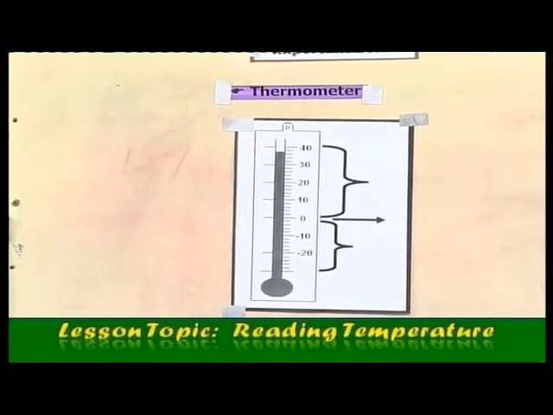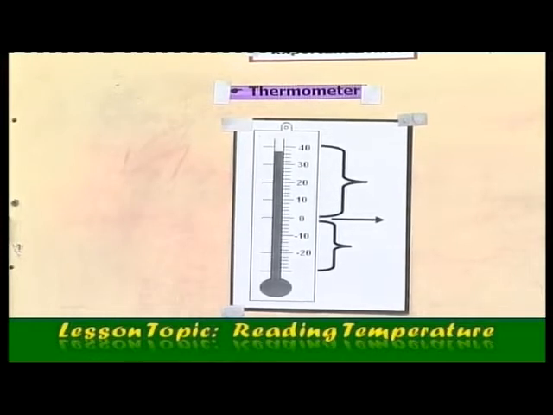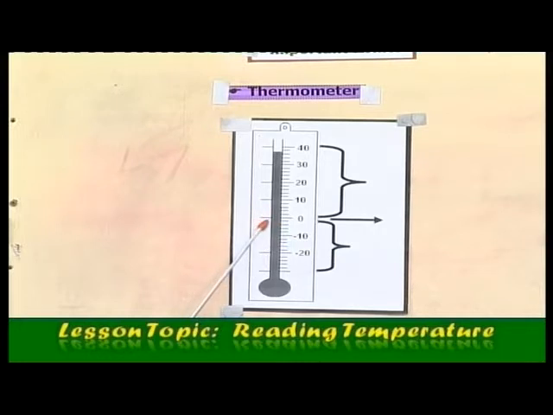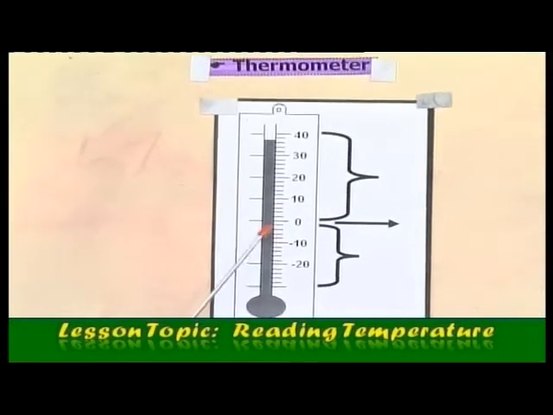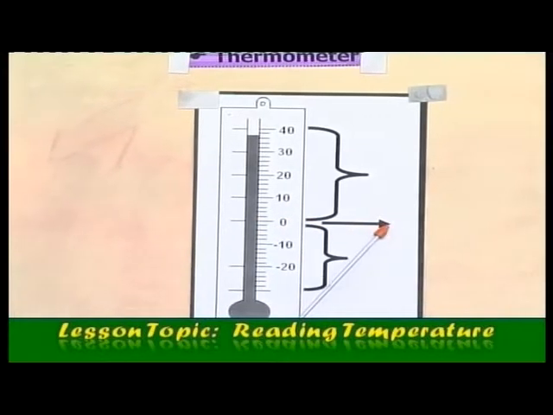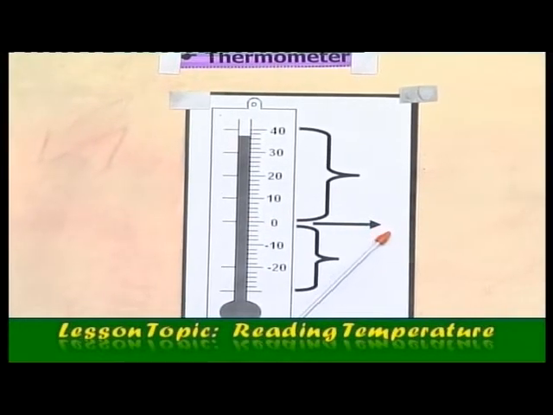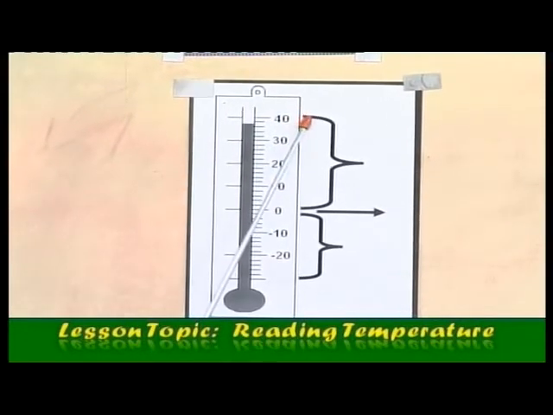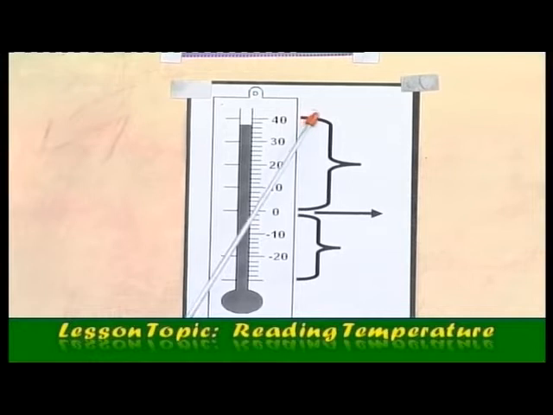Looking up on the diagram itself, we have certain numbers that are written on this thermometer. Look very carefully at where the 0 comes in, and it is indicated by this arrow. What can you say about these numbers above 0? What do we call this type of numbers?